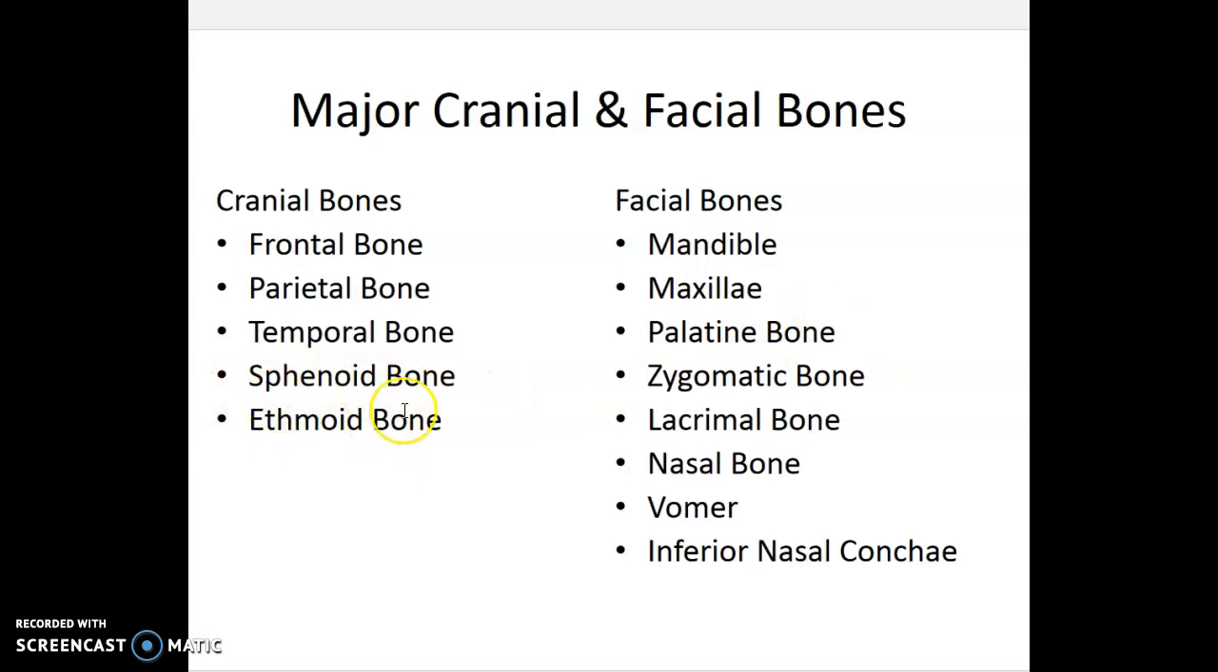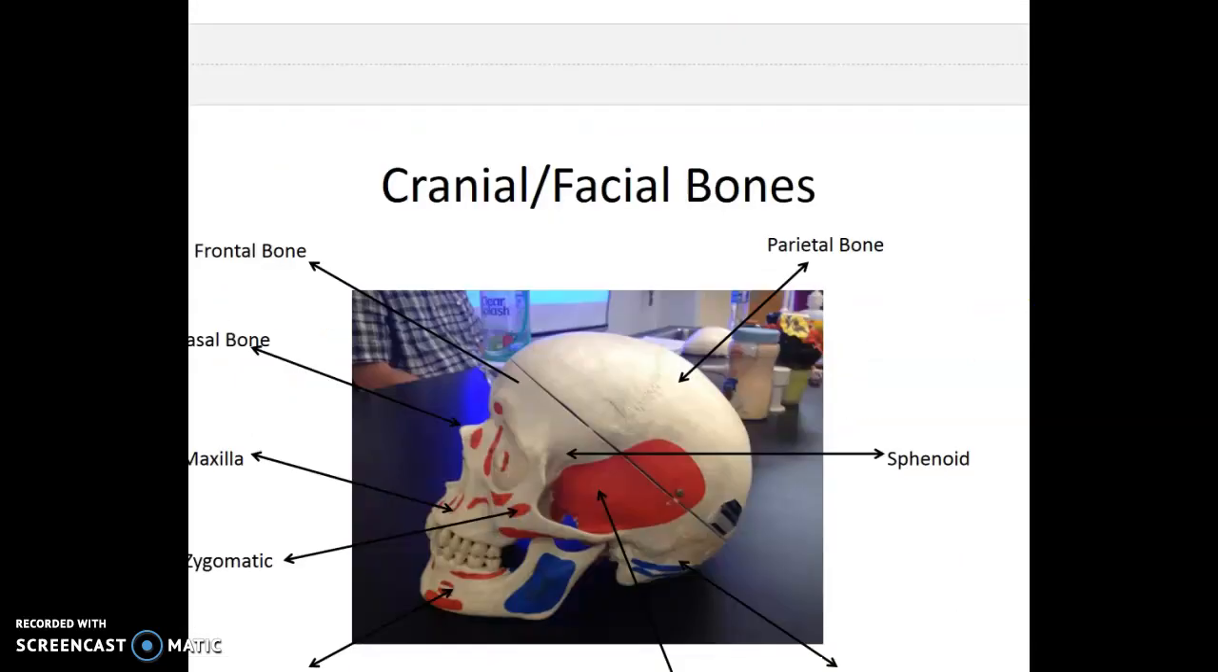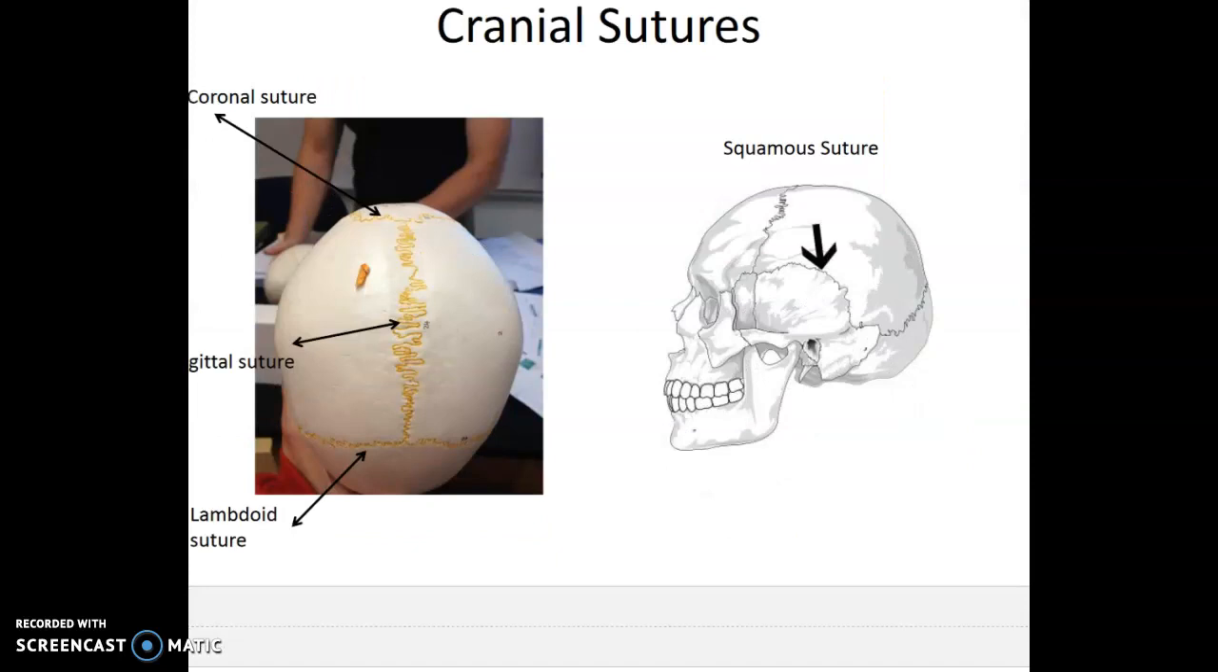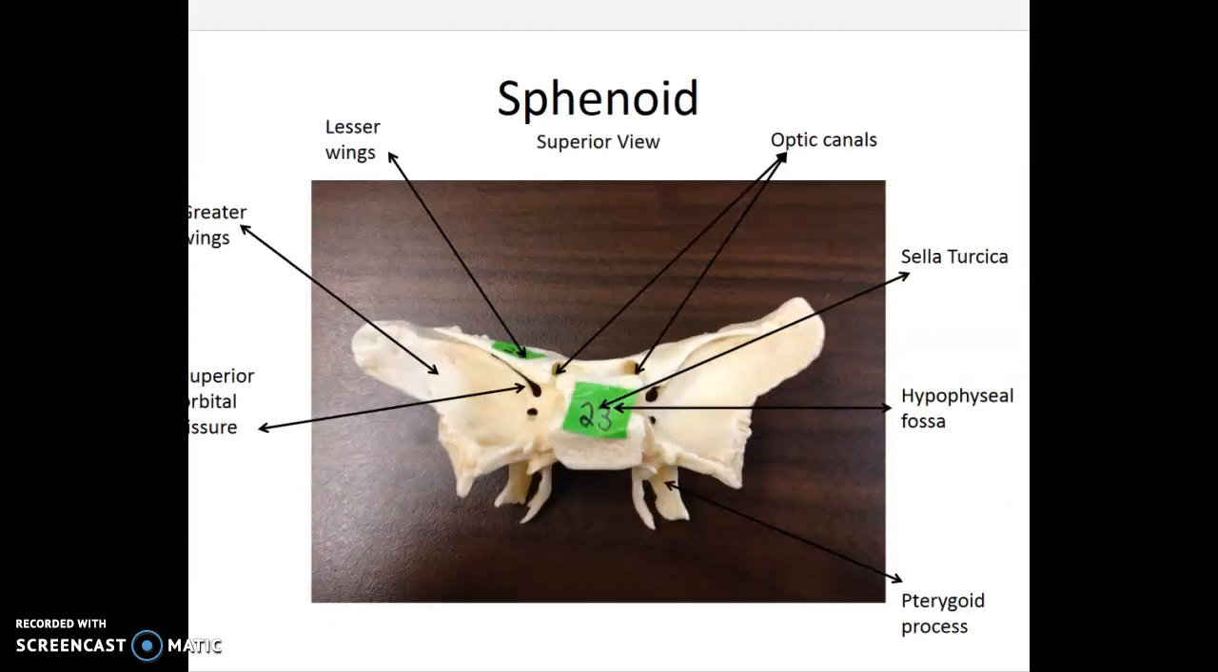Now, the sphenoid and ethmoid are kind of surrounded by other bones, so you need to know what they look like by themselves and what their location is with the other bones around them. So let's look, first of all, individually at what those bones look like.